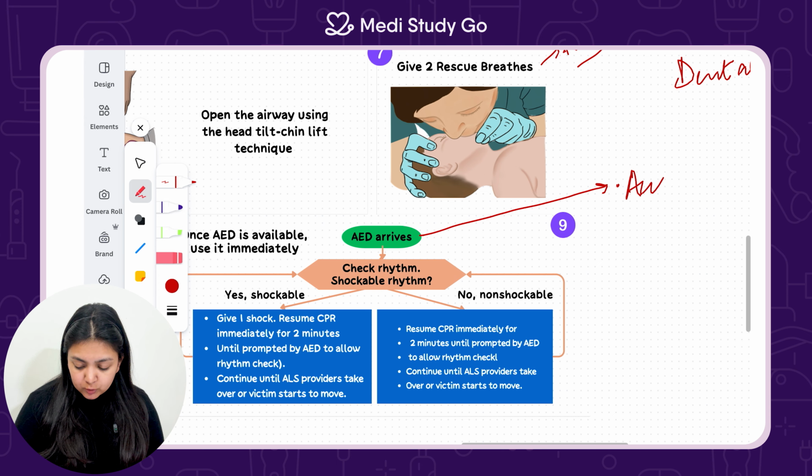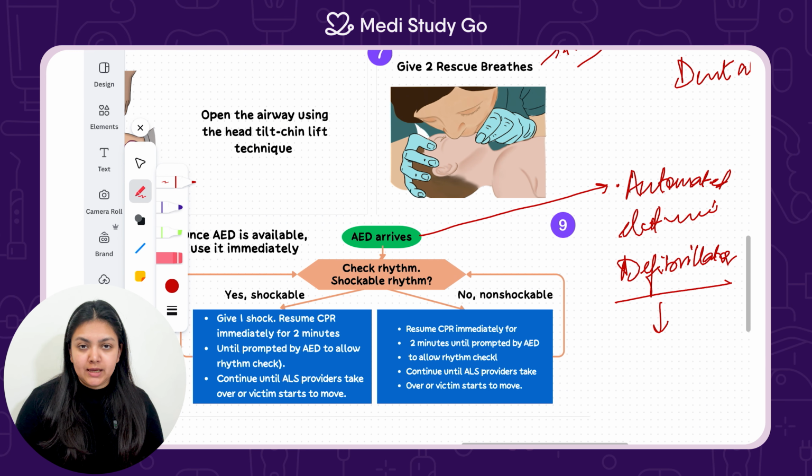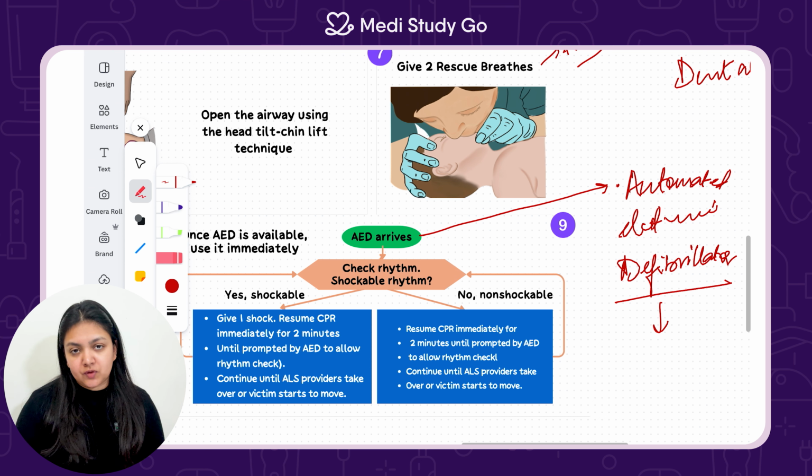AED is an automated electronic defibrillator. What is the purpose of using an AED? So an AED is going to act like an external shock providing machine which will detect shockable waves of the heart and give a shock in order to revive the heart.